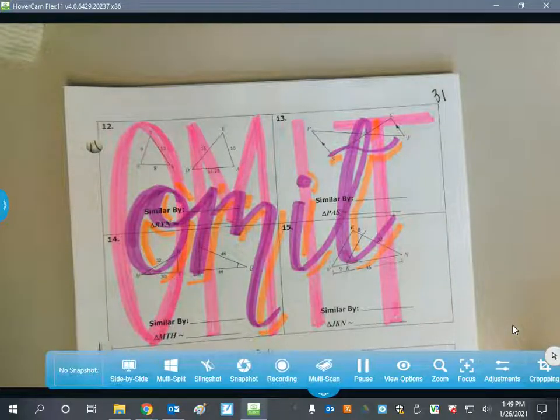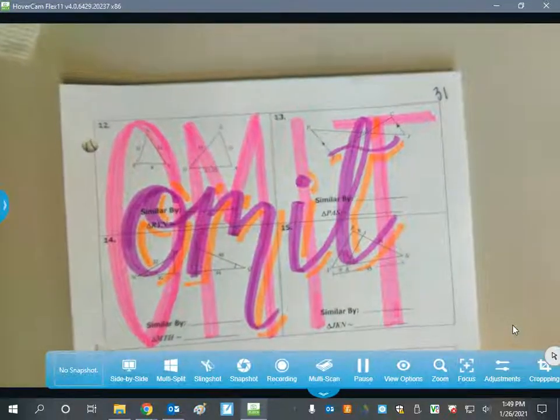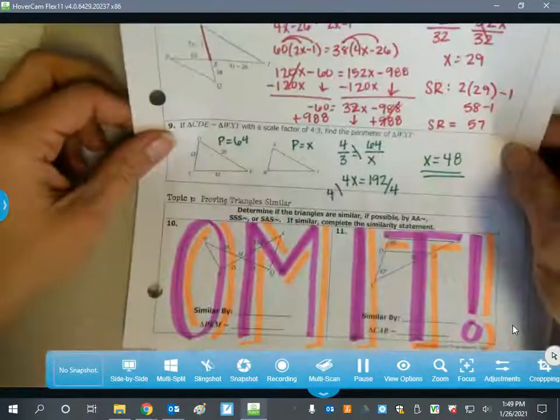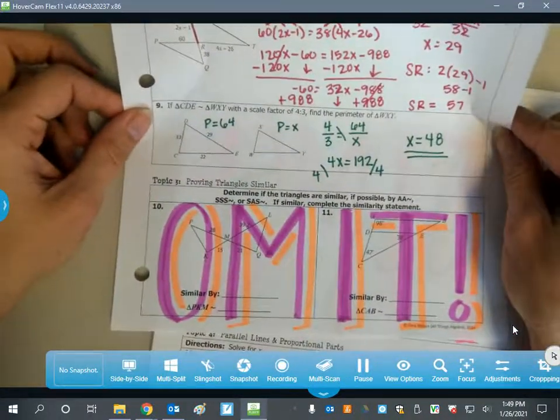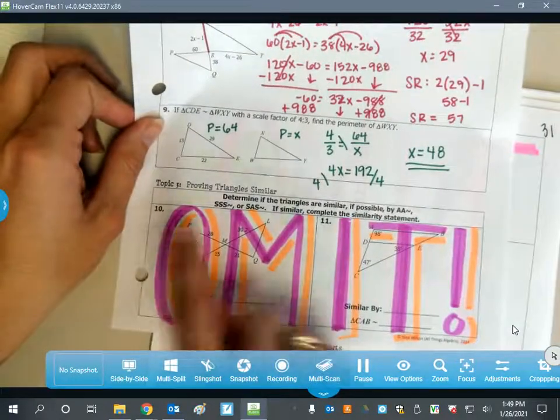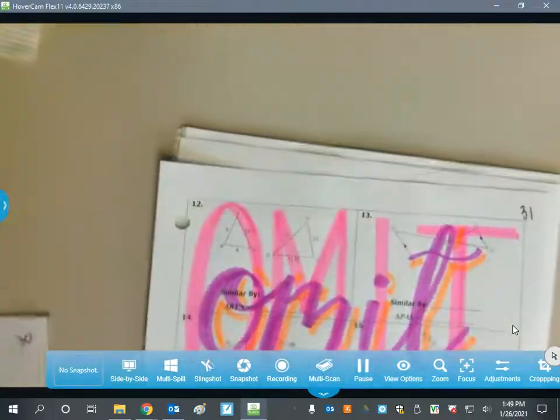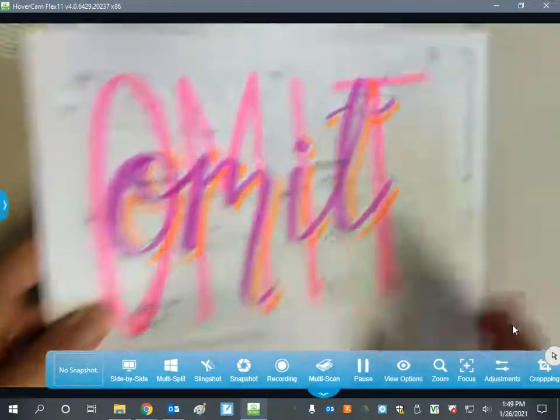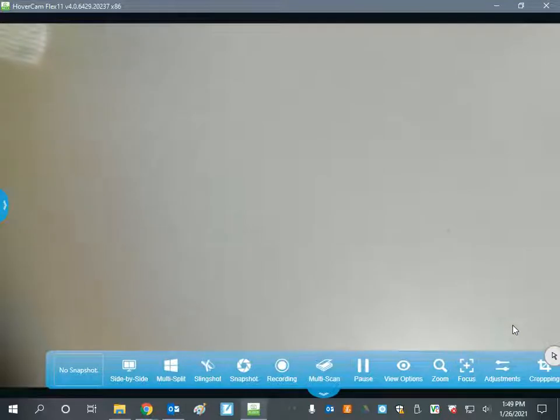All right, we're going to pick up with part 2 on the study guide. Notice that for topic 3, proving triangles similar, we are omitting that part. We did not do that lesson in this unit. So topic 3, numbers 10 and 11, and number 12 through 15, those are all omitted. We're going to pick up here with topic 4.